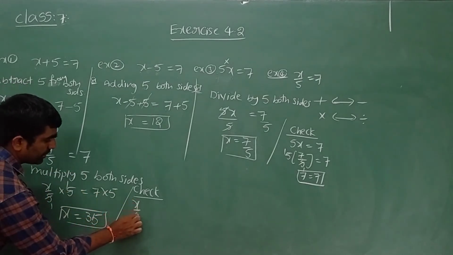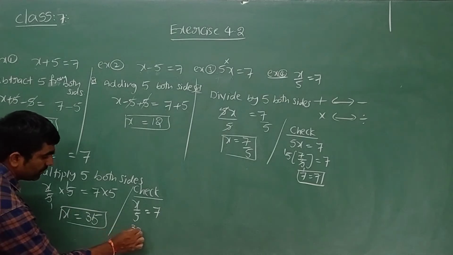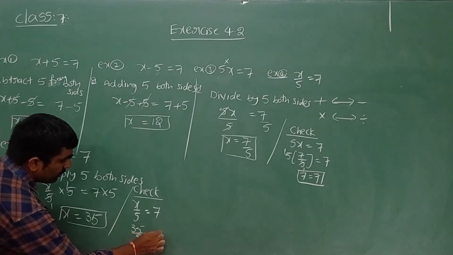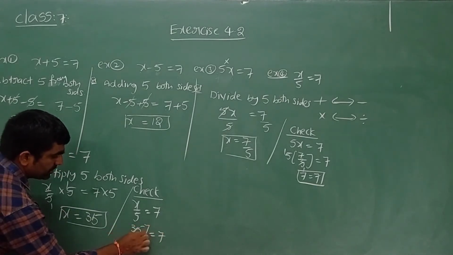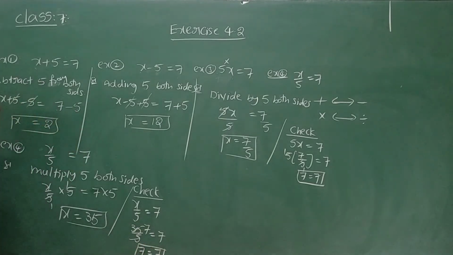Take the given question, x by 5 is equal to 7. In the place of x, I got 35. Replace 35: 35 by 5 is equal to 7. 5 ones are 5, 5 sevens are 35. Yes, I got 7 is equal to 7. So like this you can verify whether the solution is correct or wrong. This is the way we can find the solutions of simple equations by using the method of balancing.